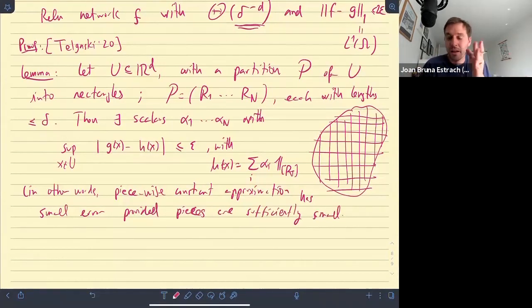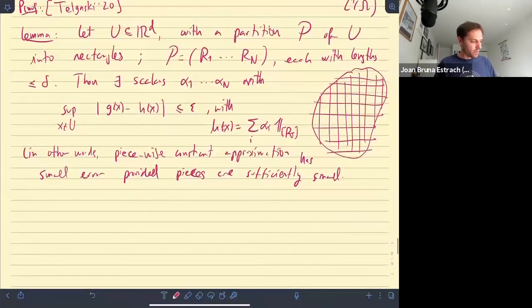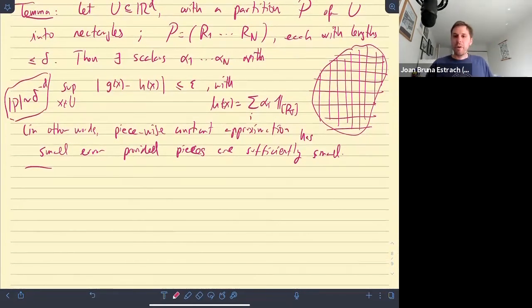If I have a function that is continuous, I can approximate it by something that is piecewise constant, and the error I'm going to make is going to decrease the smaller the pieces are, right? Just because the function is continuous. All right, so we are just going to assume that this is done. And of course, the size of this partition P will be of the order of delta to the minus d. Think about you have a unit cube and you want to cut it into small cubes of length delta. You just argue in terms of volume. The volume of each of these is delta to the d, and the total volume is one. So the number of cubes that you need is of the order of delta to the minus d.